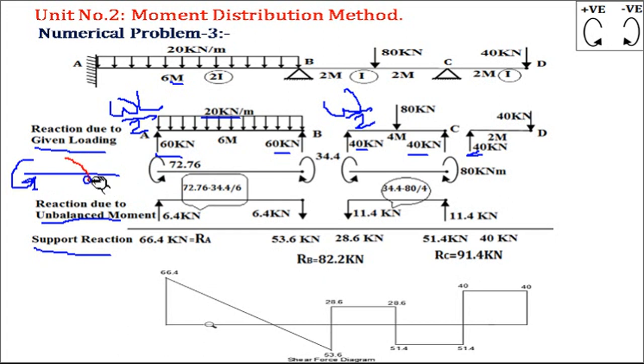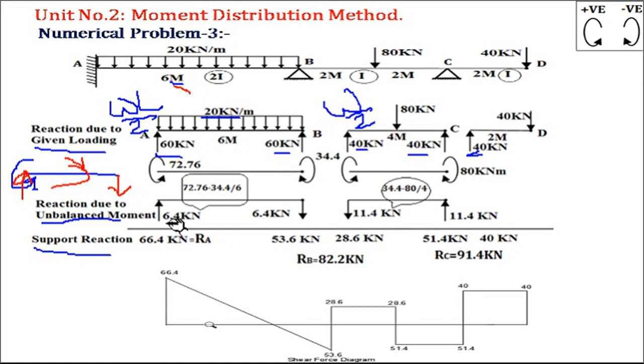To balance this, we have to apply the reaction acting in clockwise direction. So here at support B it will be in downward direction, and at support A it will be in upward direction. Okay, and that reaction will be 72.76 acting anticlockwise direction, so plus 72.76. Now this 34.4 acting in clockwise direction, so minus. So 72.76 minus 34.4 divided by the length, that is 6.